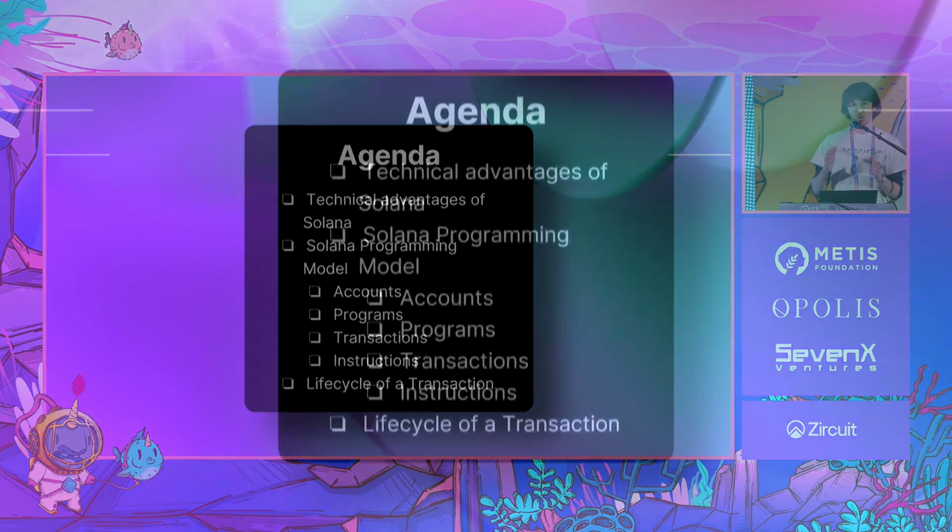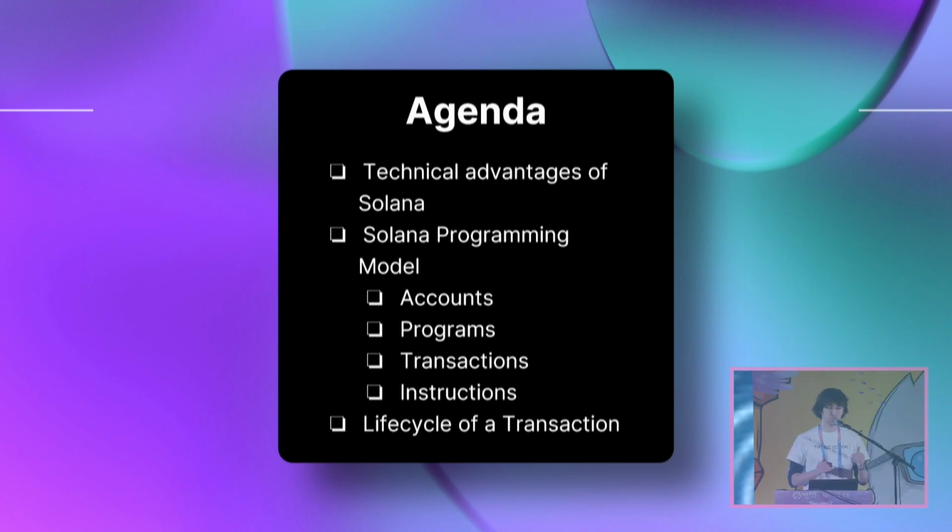What I want to go over today is broken down into 3 main sections. The first is the technical advantages of Solana, the reason why people want to build on Solana and why the ecosystem is as large as it is today. We're then going to go through the Solana programming model. We'll cover 4 core concepts: accounts, programs, transactions, and instructions. These are the building blocks of understanding development on Solana.